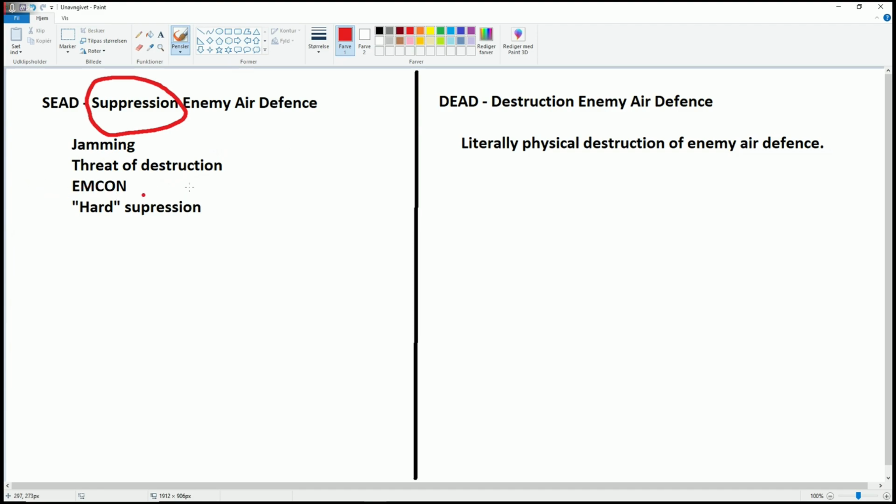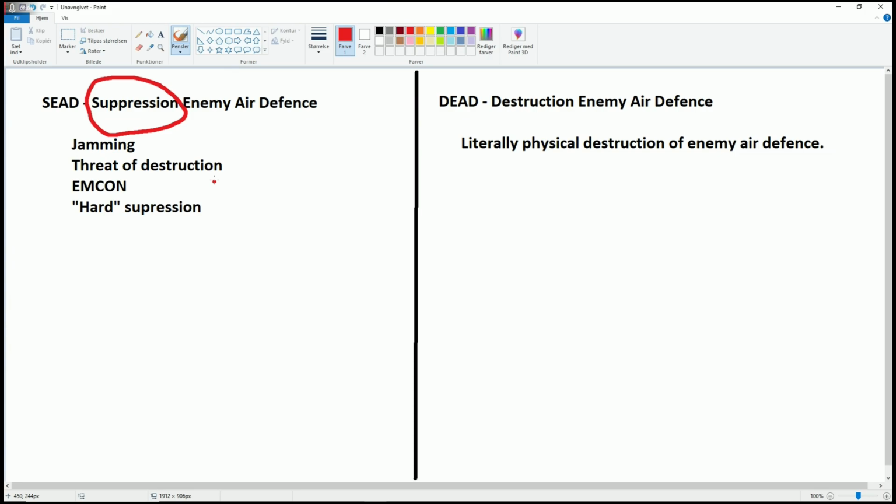EMCON, emission control. EMCON, or emission control, means that the enemy will not have his radar turned on 24/7. He will only turn it on literally seconds before the missile launches, and only until the missile impacts. He will then turn it off. He is controlling his emission. He is controlling how long his radiation is out in the air.